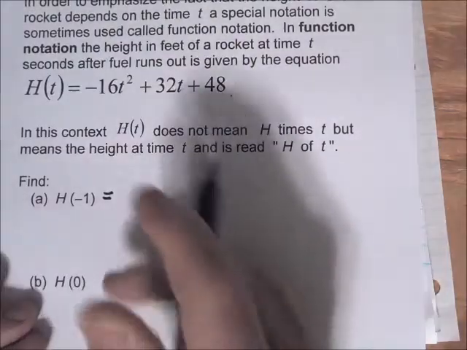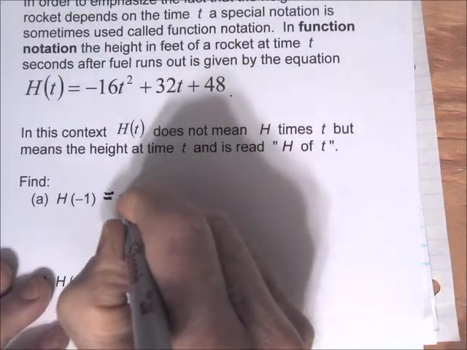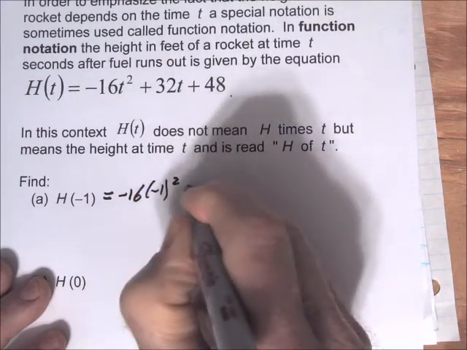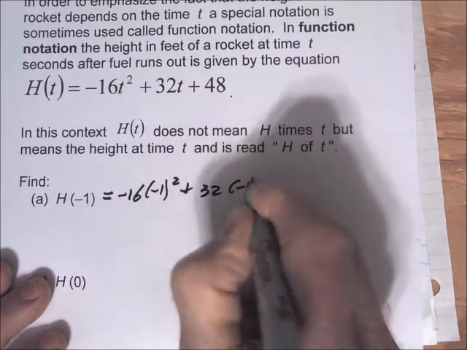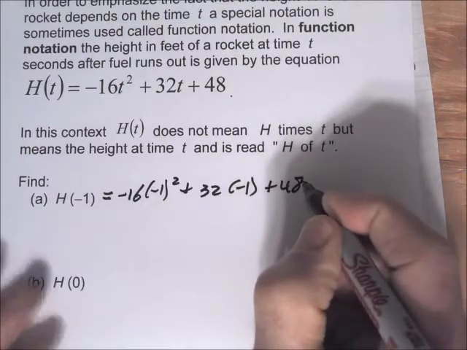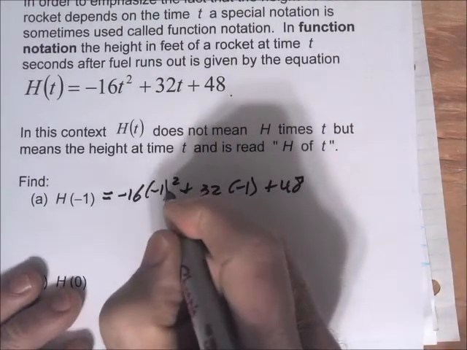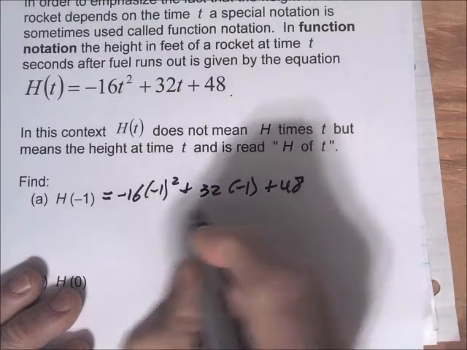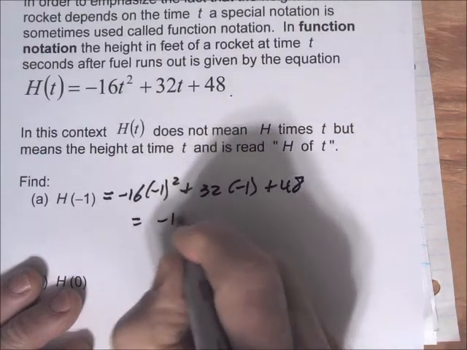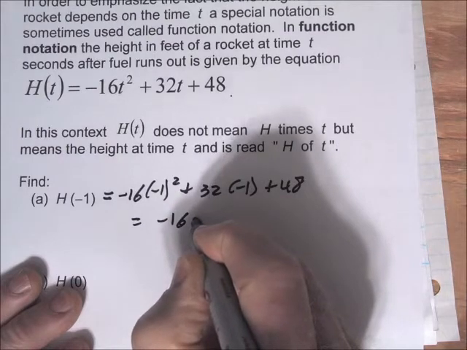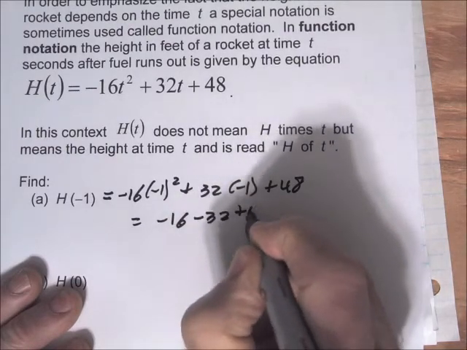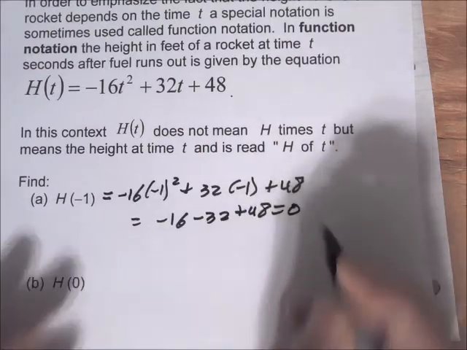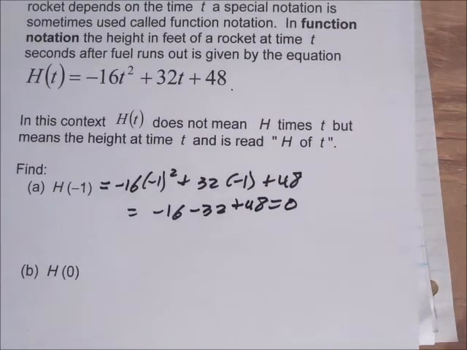So to do h of negative 1, we'll have minus 16 times negative 1 squared plus 32 times negative 1 plus 48. And negative 1 squared is 1. A negative sign squared is positive. So this is going to be minus 16 minus 32 plus 48, and that's equal to 0.